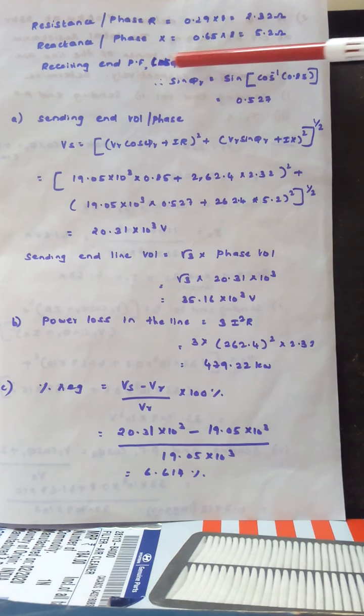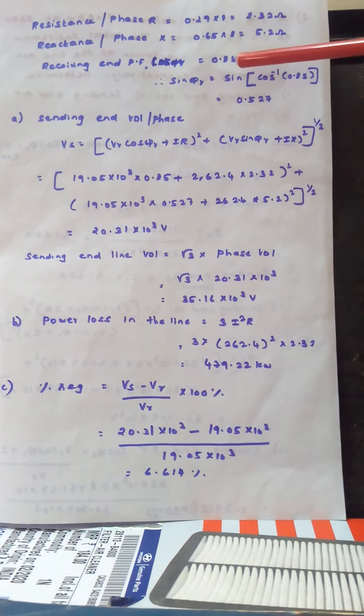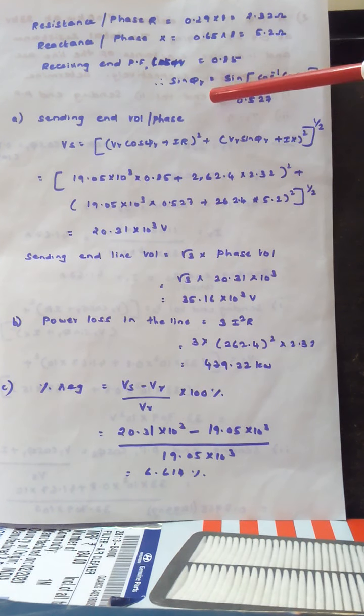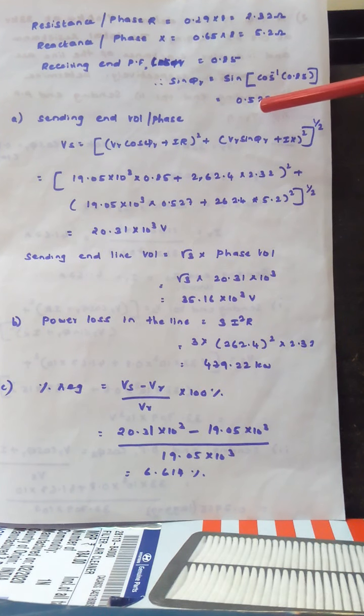The receiving end power factor is cos phi r, which is given as 0.8. From this we can find sin phi r, and here we are getting 0.527.